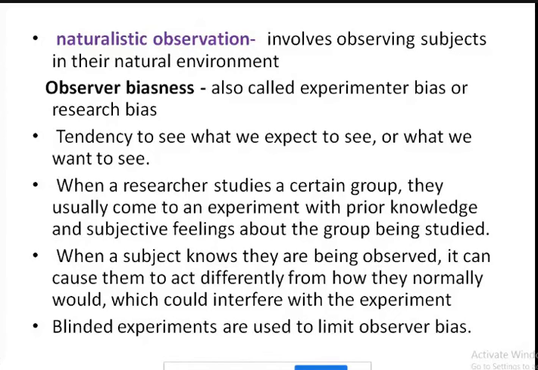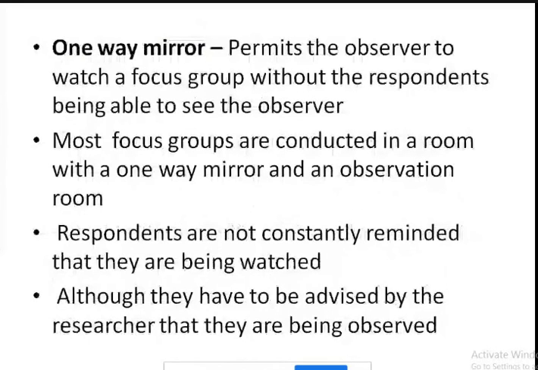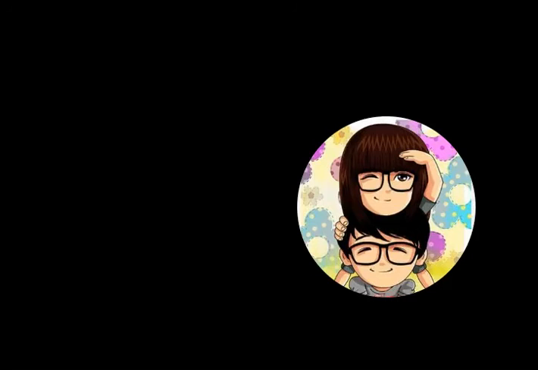With a one-way mirror, we permit the observer to watch a focus group without the respondents being able to see the observer. Most focus groups are conducted in rooms with a one-way mirror and an observation room. Here, respondents are not constantly reminded that they are being watched, although they have to be told that they are being observed. In participant observation, the respondent can be studied closely. The respondents do not know that they are being observed, so their behavior is not influenced by the conscious feeling of being observed by a stranger. And here, the observer has a very good understanding with the respondents.